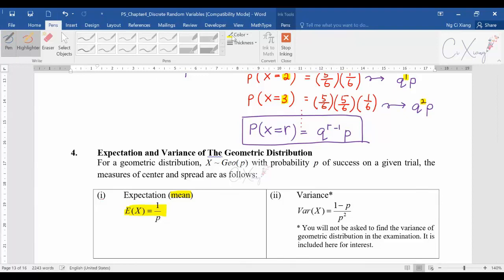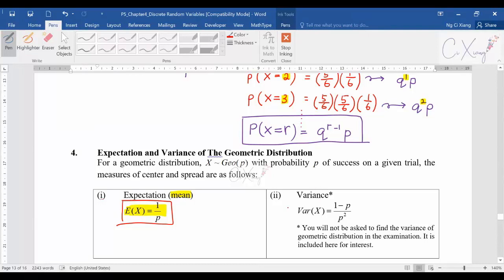Okay, so this one, you just memorize it because the proving is actually quite long. If you are interested, you can go and search online to look for it. This one I think you should remember, you should memorize it. And then after that, for variance.